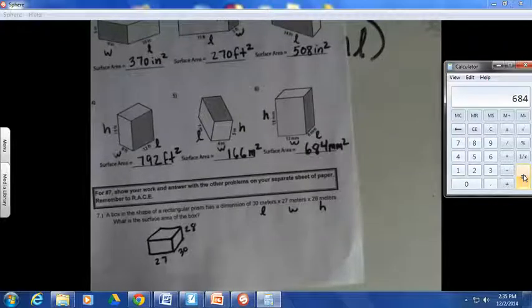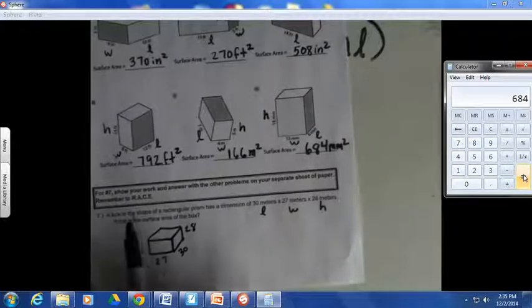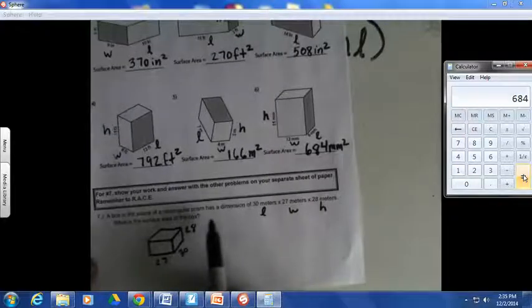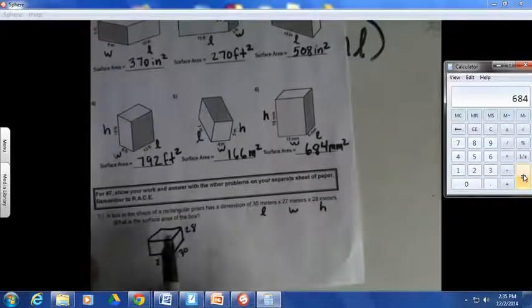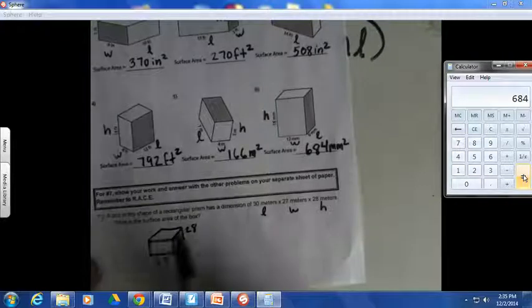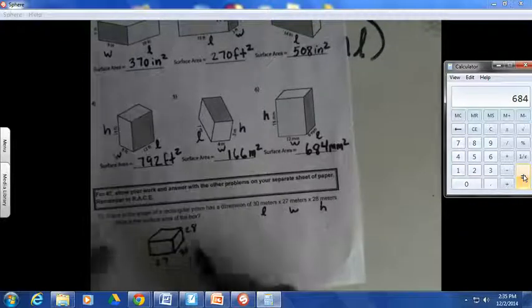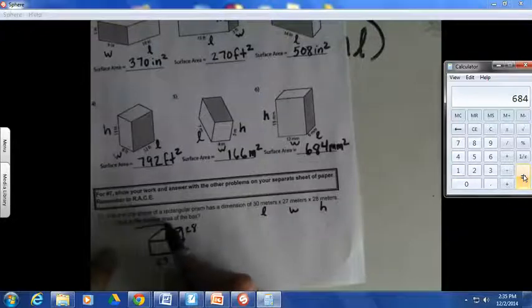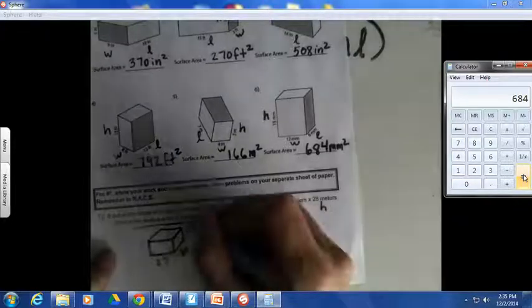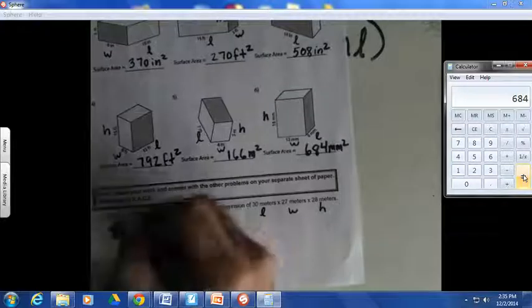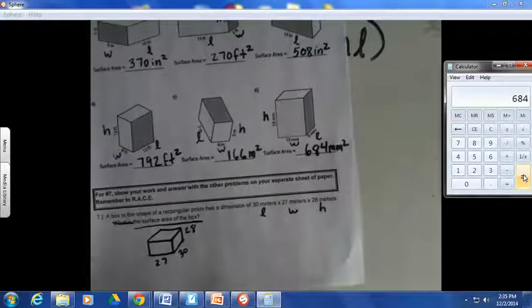And we want to see you show RACE here. So a box in the shape of a rectangular prism has a dimension of, what is the surface area of the box? So you're going to restate the question by saying the surface area of the box is, and then you give your answer. Alright, and then you show your work, and that is the C. That's citing your evidence.